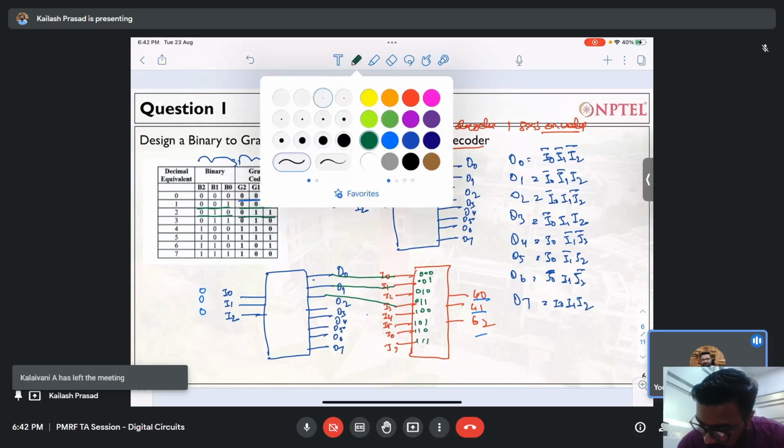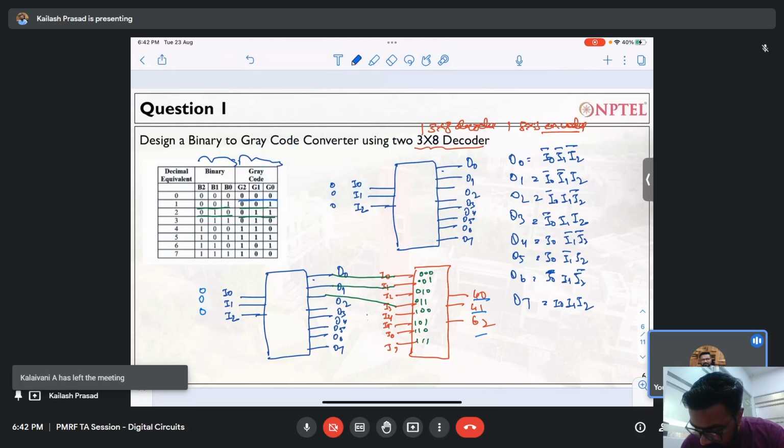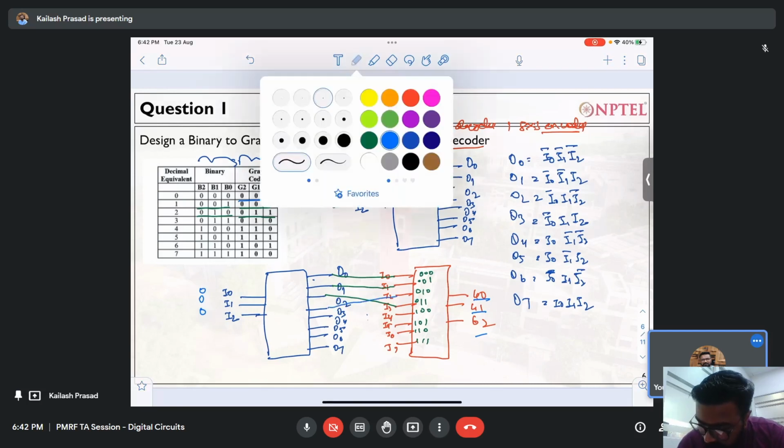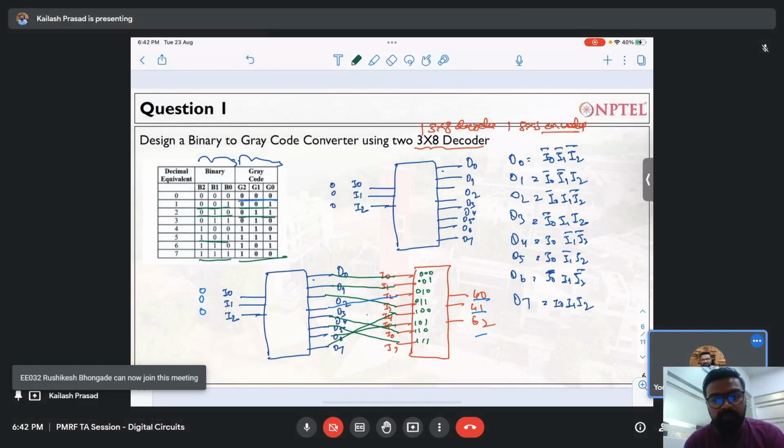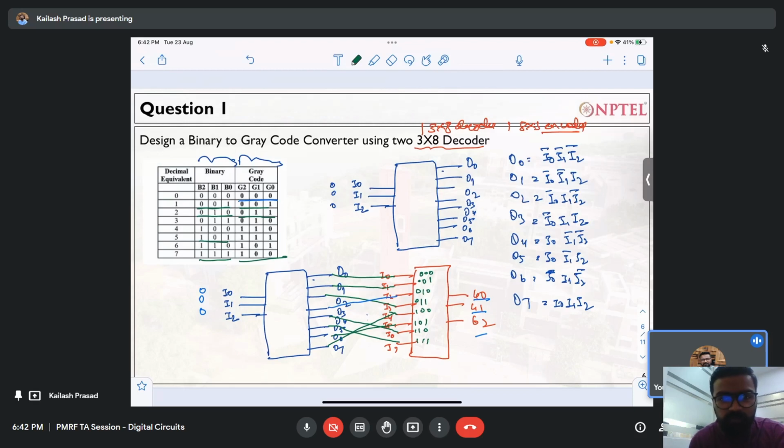Okay, let me choose another color for you. After that, for 011, it should be 010. Okay, so let me move to that again. For 100, it should be 110. Similarly, for 101, it is 111. For 110, it should be 101. And for 111, it will be 100. So this is the circuit that is a binary to gray converter using one 3:8 decoder and one 8:3 encoder.